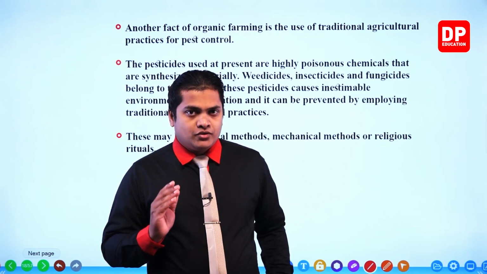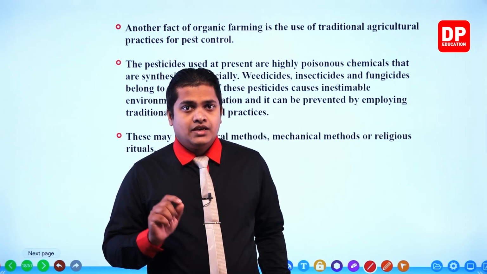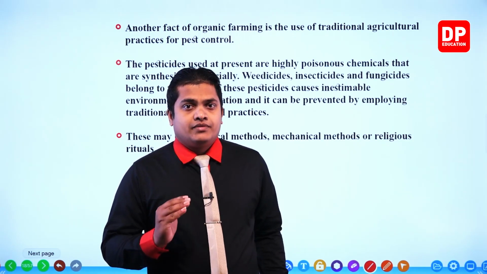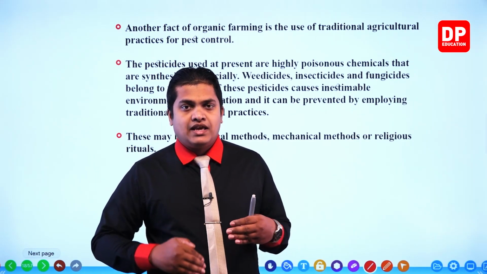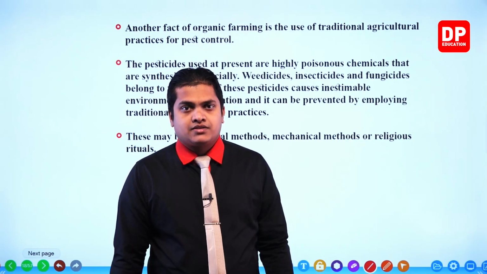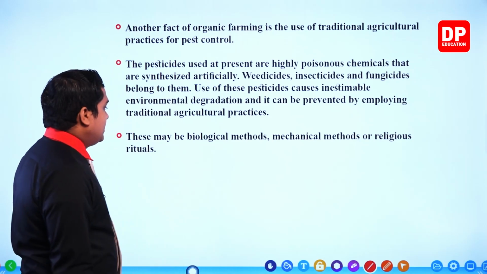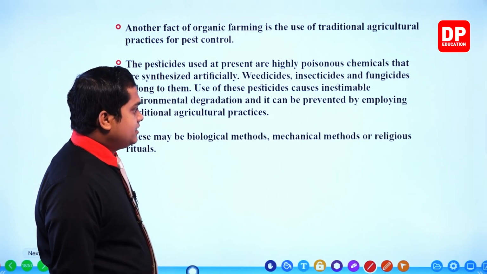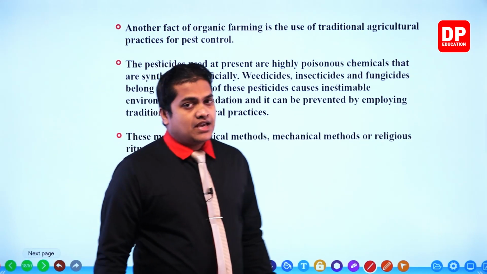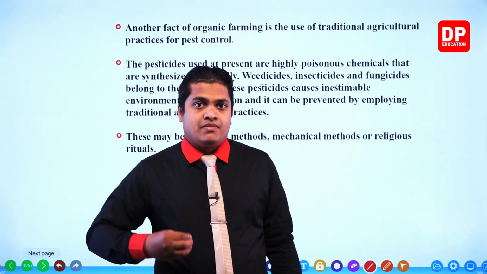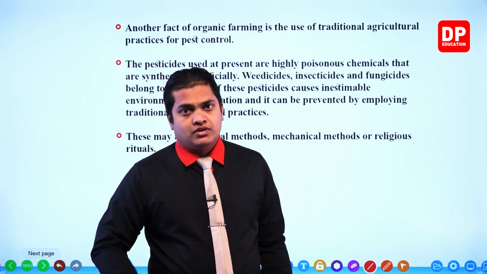By using these traditional methods in controlling fungi, insects and weeds, we can also improve the quality of the soil, as well as the quality of the products which we are going to produce within the agricultural lands. These may be biological methods, mechanical methods, or religious rituals. So these things can be any type. It can be biological ones, mechanical ones, or sometimes rituals.